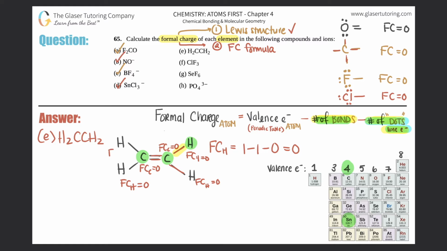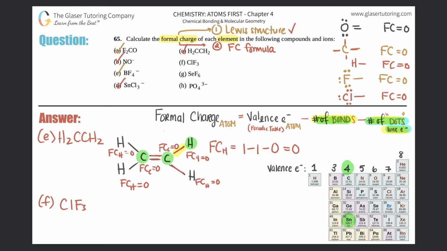And then we could make that generalization. Anytime that you have a hydrogen with 1 bond, the formal charge will be neutral, 0. That's another one that you could memorize instead of doing the formal charge over and over and over again. So that's E. Next, we have F.